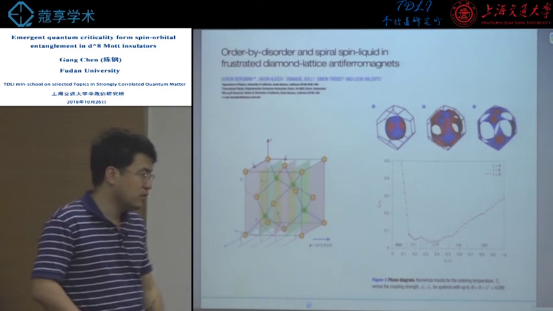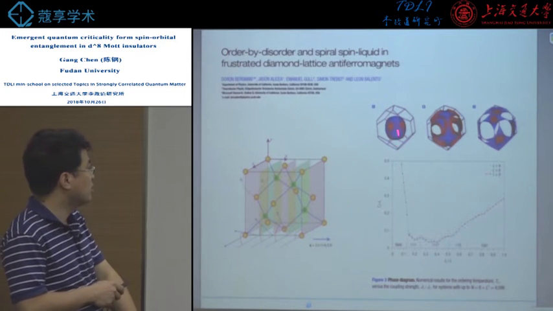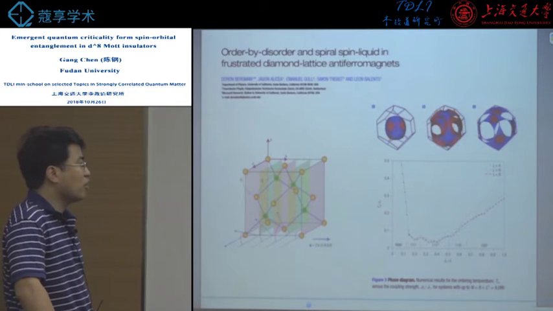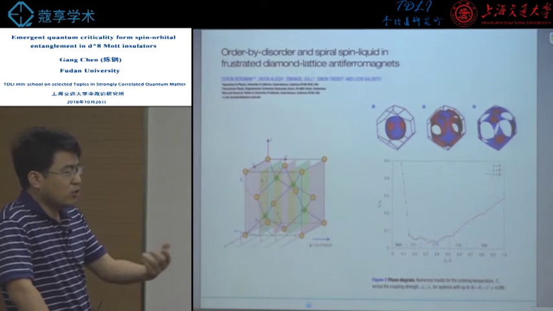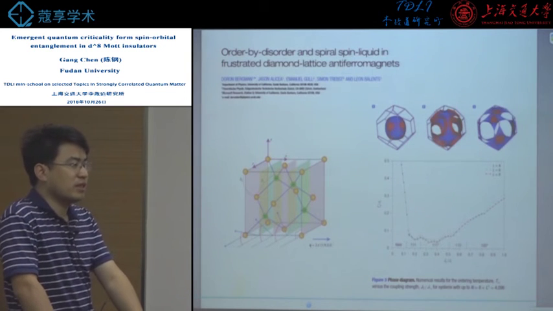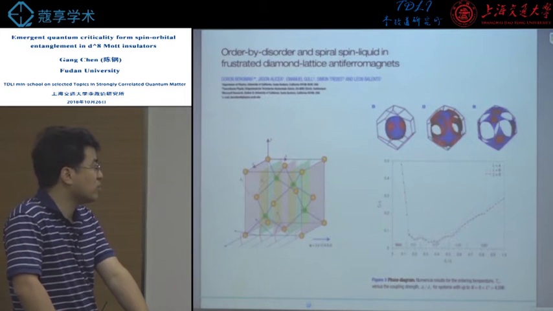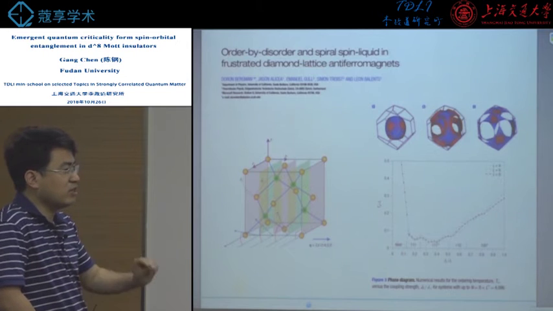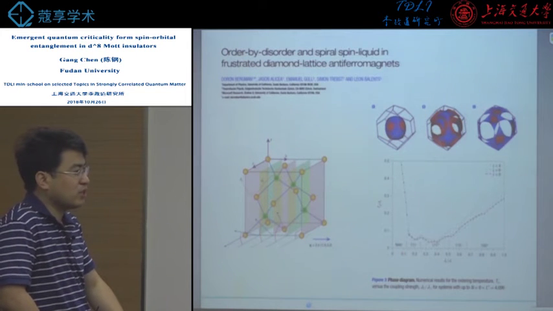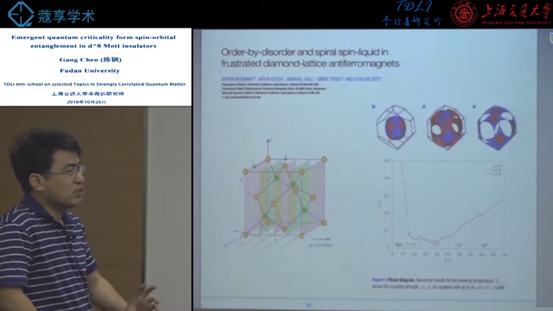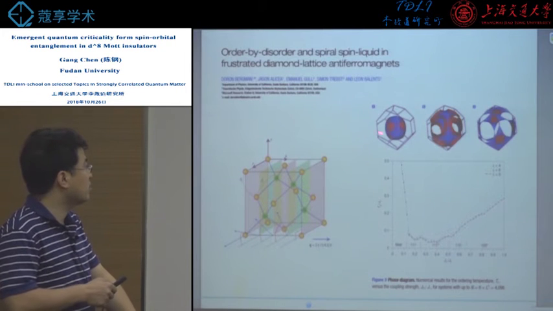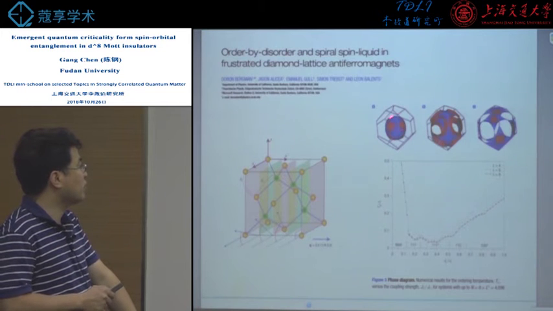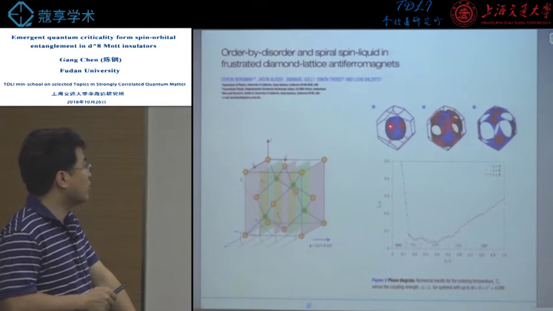So the way the system selects among all these degenerate spirals on a degenerate surface is a phenomenon called order by disorder. It's ordering due to thermal fluctuation. Naively we would think thermal fluctuation would destroy order, but that's not the case, right? Thermal fluctuation will give you an entropy correction to your free energy, so your free energy will be different for different momentums on the surface. Then you find the smallest free energy one, and so you find the ordering wave vector.